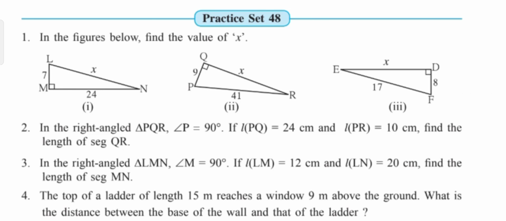Question number 2: in the right angle triangle PQR, angle P is equal to 90 degrees. If the length of PQ is equal to 24 centimeters and the length of PR is equal to 10 centimeters, find the length of segment QR.